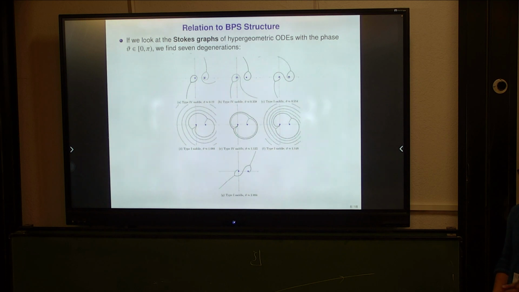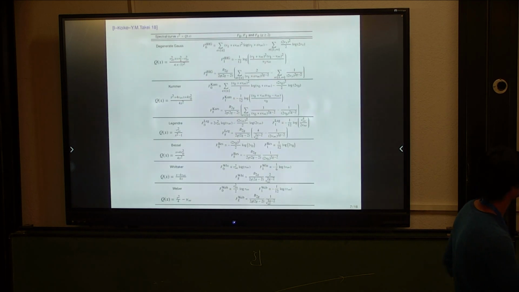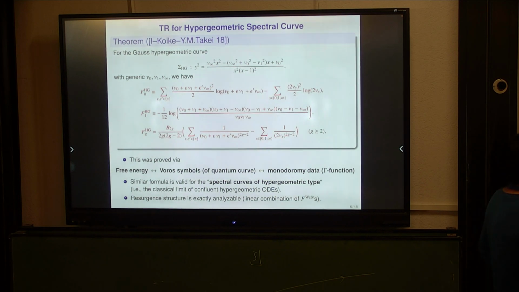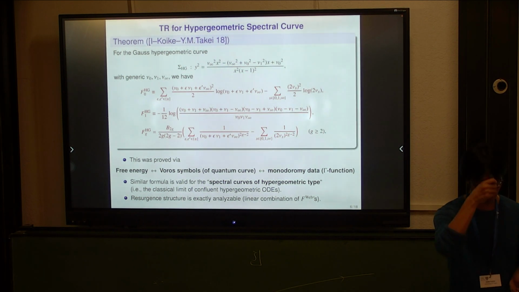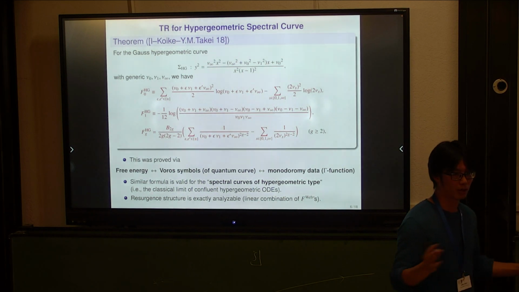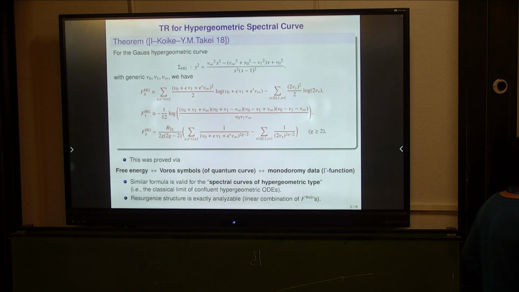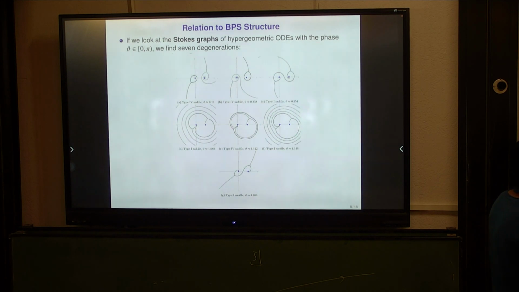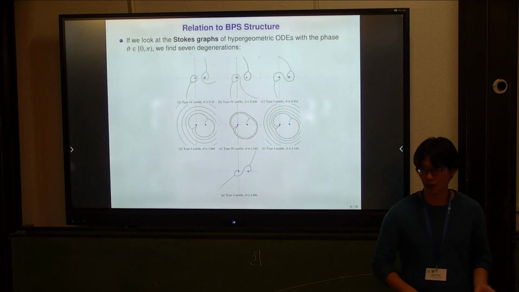Okay. And maybe I should say, for example, if you look at this term, F1 is written by some product of 4 plus 3 factors. So you have some 7 factors in logarithm in F1. And also Fg is written by a linear combination of 4 terms. And in total, you have 7 terms. And actually this 7 corresponds to the number of degenerations in the Stokes graph.